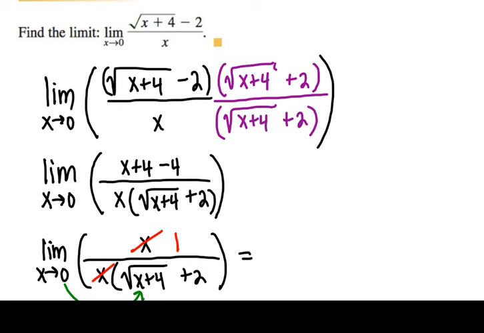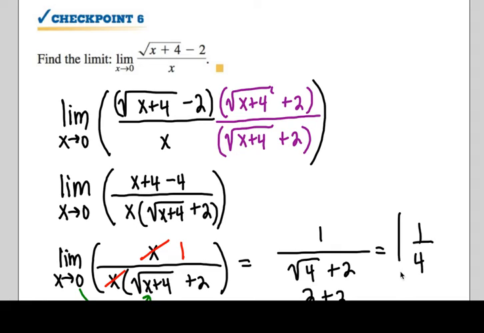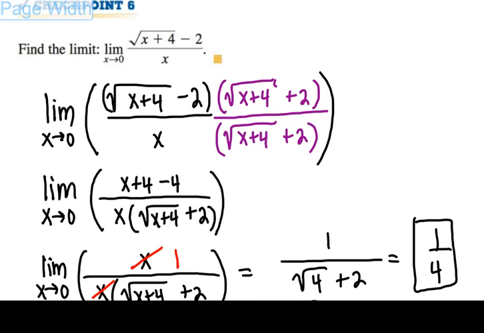We put that 0 in, and we get 1 over the square root of 4 plus 2. Now it's the square root of 4 because 0 plus 4 is 4. This is 2 plus 2, which is 4. 1 over 4 is our answer. Okay.